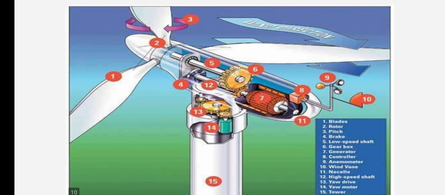So this is the interior part of the windmill, children. This is how the wind moves the generator, turbines and ultimately produces wind energy.